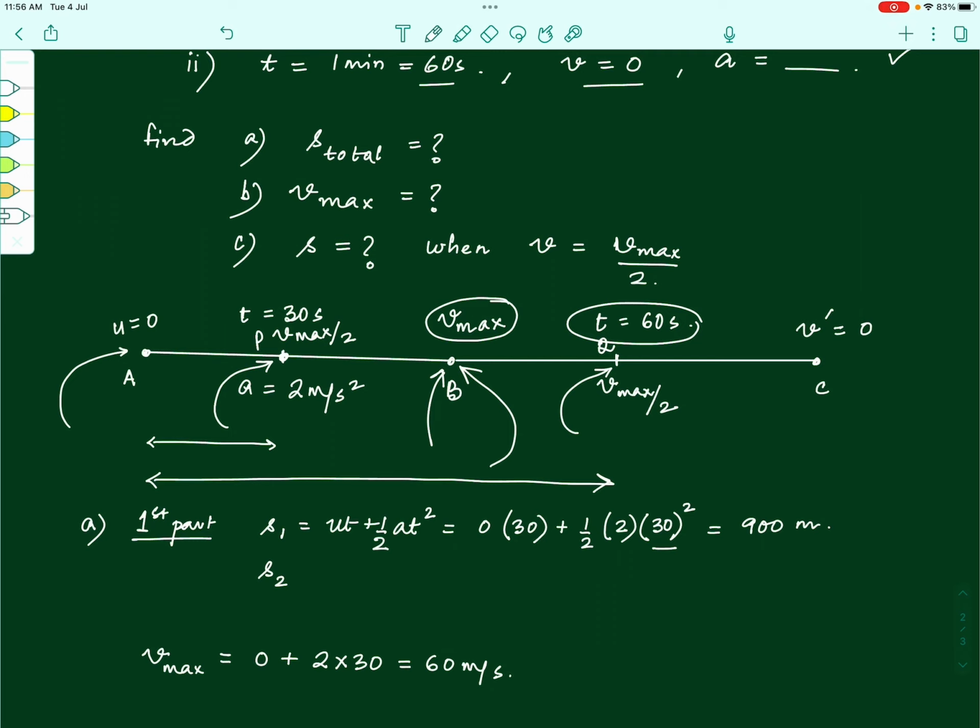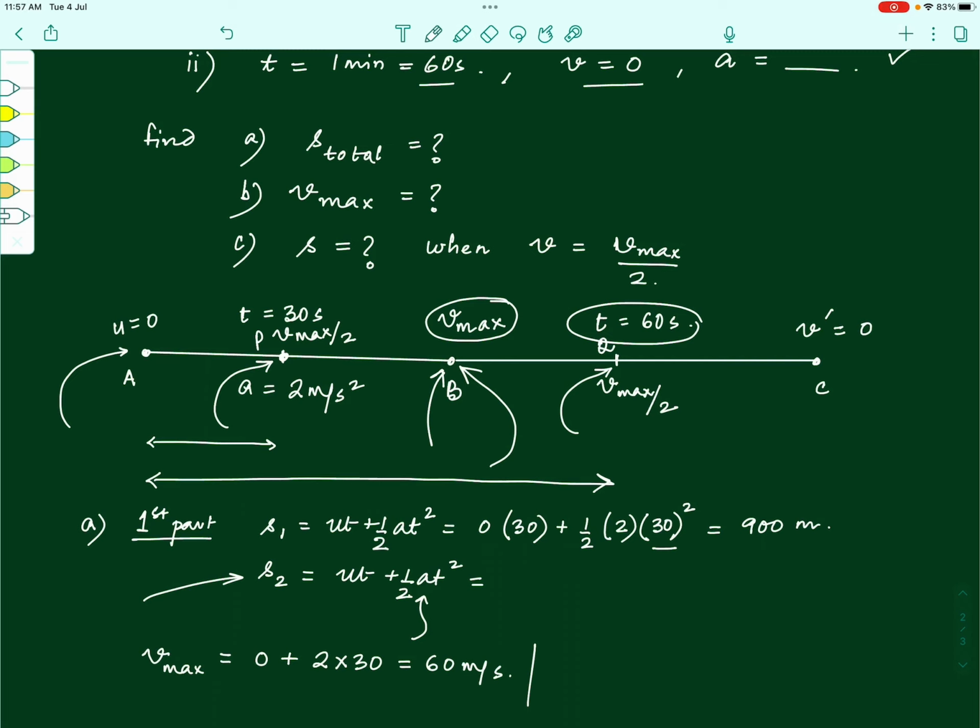Understand that this V max is the final velocity for the first part of the motion from A to B, and it is the initial velocity for the second part of the motion. So we can use this V max as the U value for the second displacement, the initial velocity for the second displacement. So let's use it here. This will be S2 is equal to ut plus half at squared. There is something else that we need to get here. What we need to get is the deceleration. We don't know the deceleration for the second part of the motion, right?